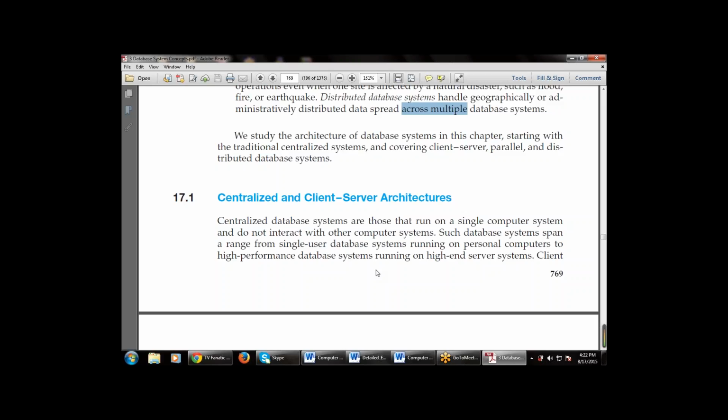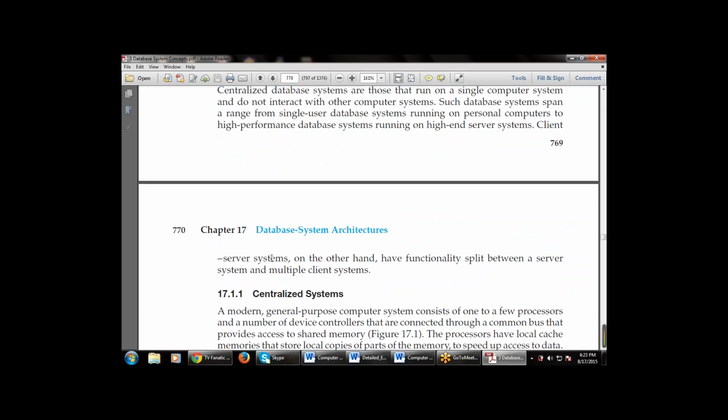Client server means the client requests services and the server provides the services requested by the clients. Such database systems span a range from a single user running on a personal computer to a high performance database system running on a high end server system. Client server systems, on the other hand, are frequently split between the server system and multiple client machines. There will be multiple client machines and a server system available in the database system.